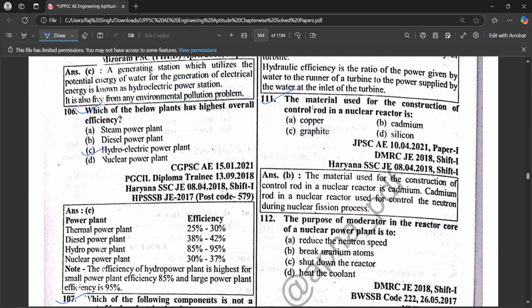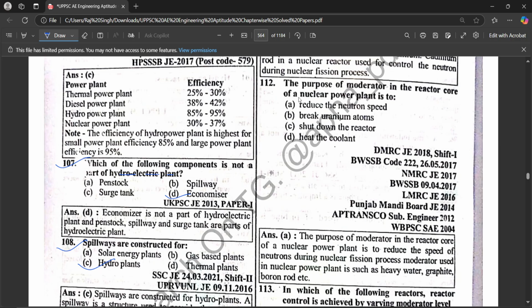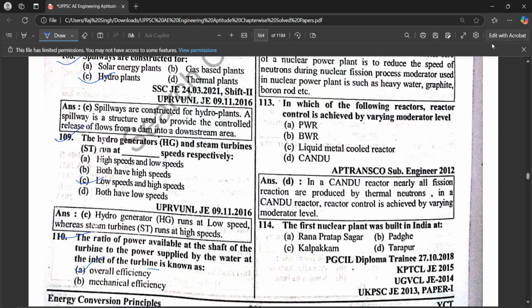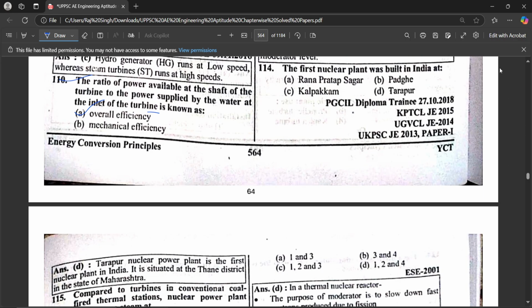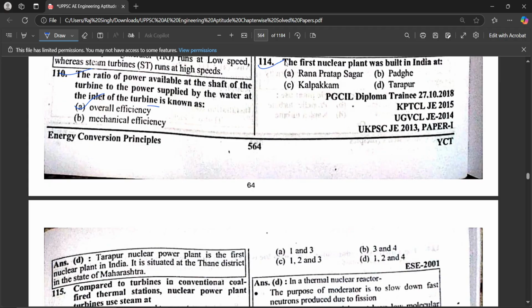The material used for construction of control rods in a nuclear reactor is cadmium. The purpose of the moderator in the reactor core of a nuclear power plant is to reduce the neutron speed. In which of the following reactors is control achieved by varying the moderator level? CANDU. The first nuclear plant in India was built at Tarapur.